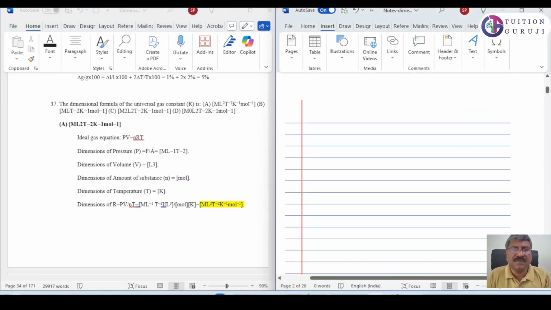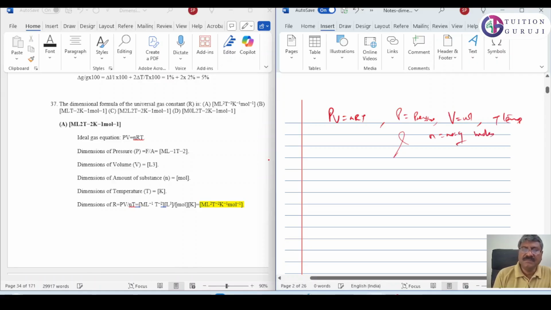The dimensional formula of the universal gas constant R. Okay. So we have to find out the dimensional formula for the universal gas constant. We know that the ideal gas equation is PV = nRT, where P is the pressure, V is volume, T is temperature, and n is the number of moles. So R is the universal gas constant.